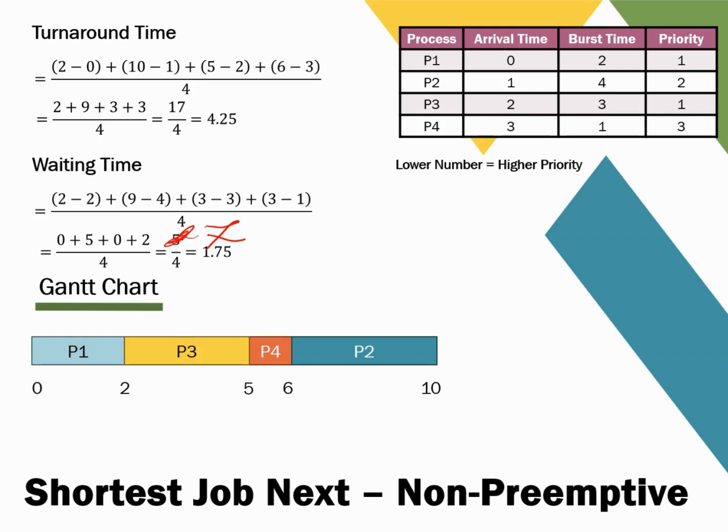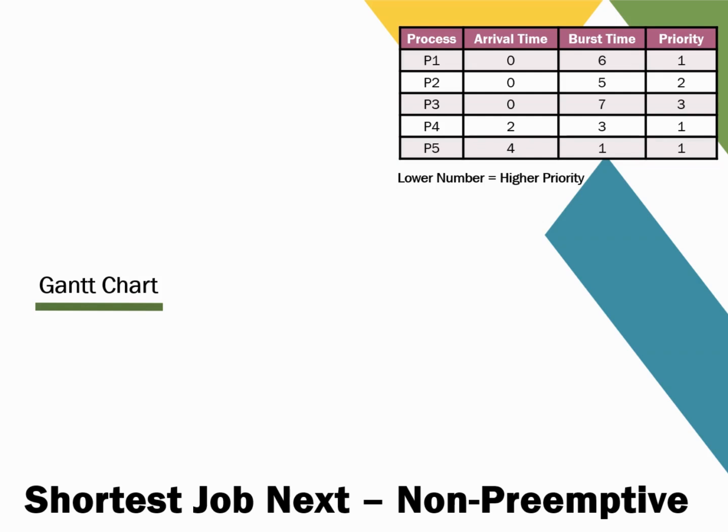Okay, let's go to another example. For the next example, we have P1 to P5, and 3 of the processes have arrival time 0. So at time 0 we have 3 processes, P1 to P3, and the burst times are 6, 5, 7. Based on the shortest job next algorithm, we choose the shortest one, so we choose P2 first.